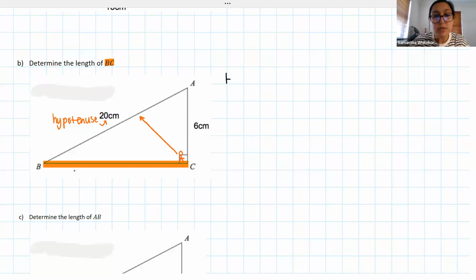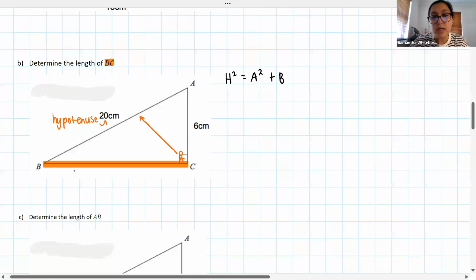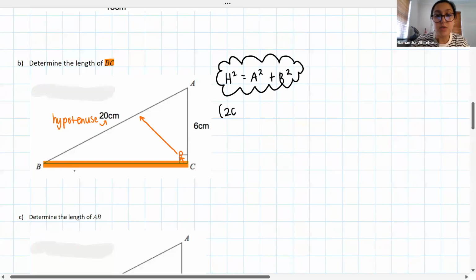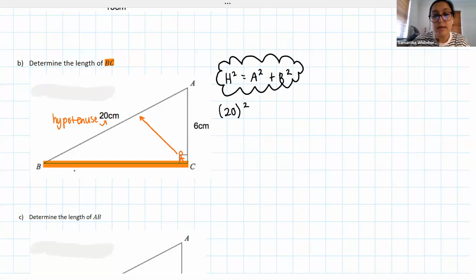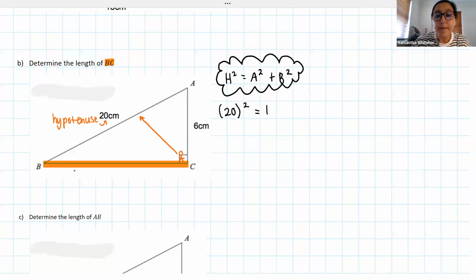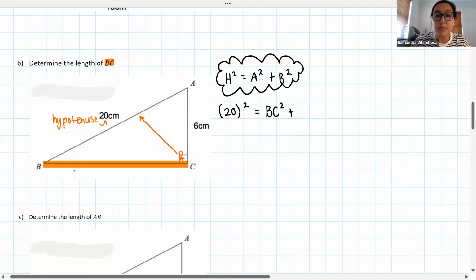Right, so remember, hypotenuse squared is equal to the sum of the squares of your two other sides. So I'm just always going to write this here for us, just to remind us what Pythagoras is. But now we can substitute in what we know. So now we know what our hypotenuse is. So that is 20 squared is equal to the sum of my two other sides squared. It doesn't matter which side you start with. I'm going to go BC squared, that's the one I don't know, plus my other side, which is 6 squared.